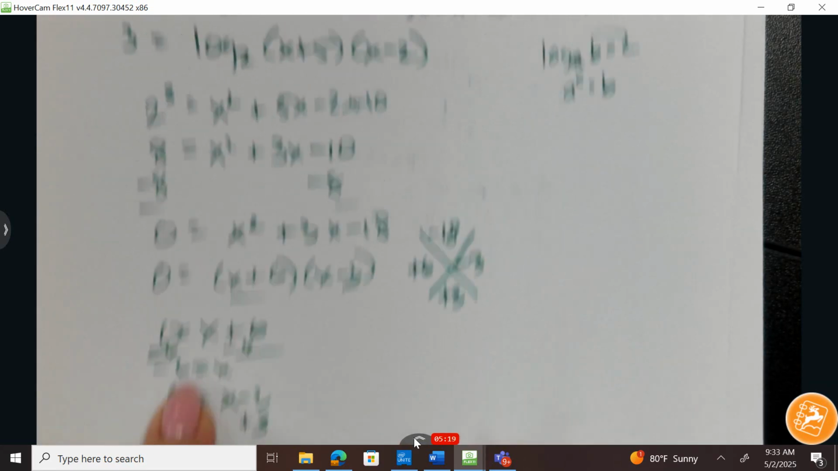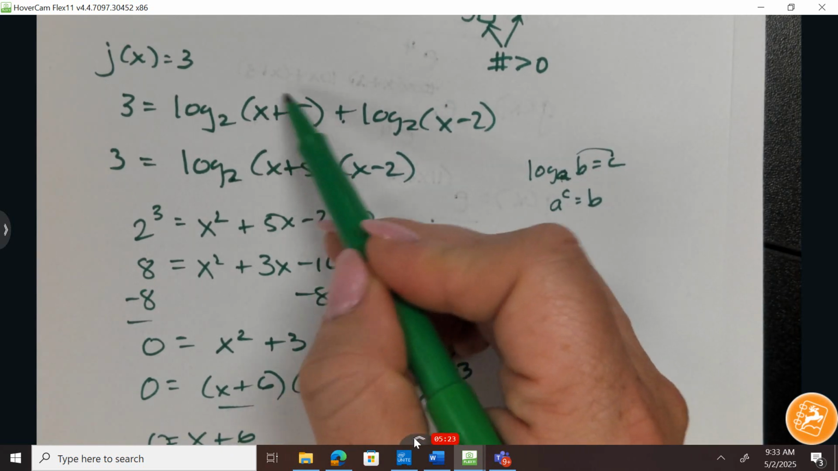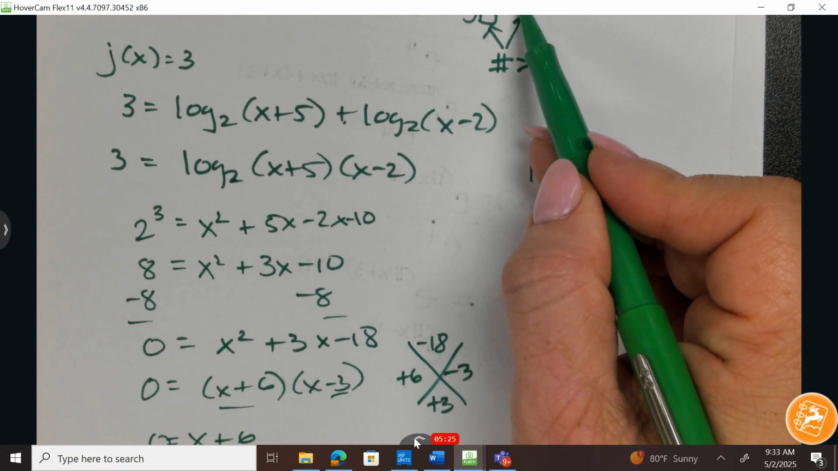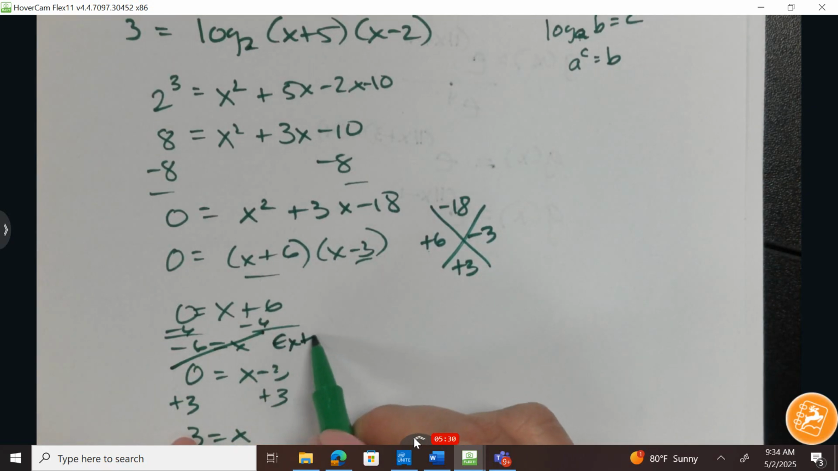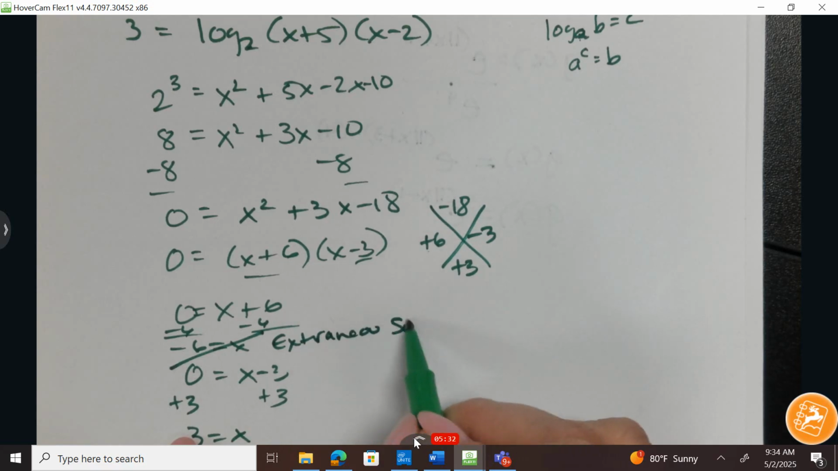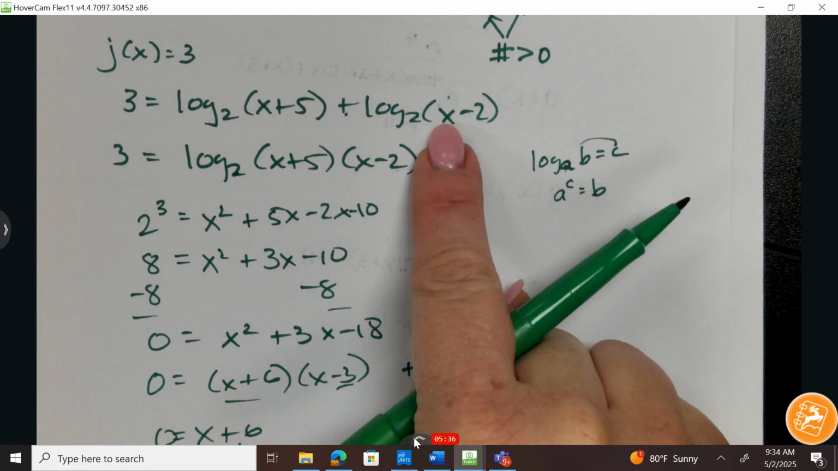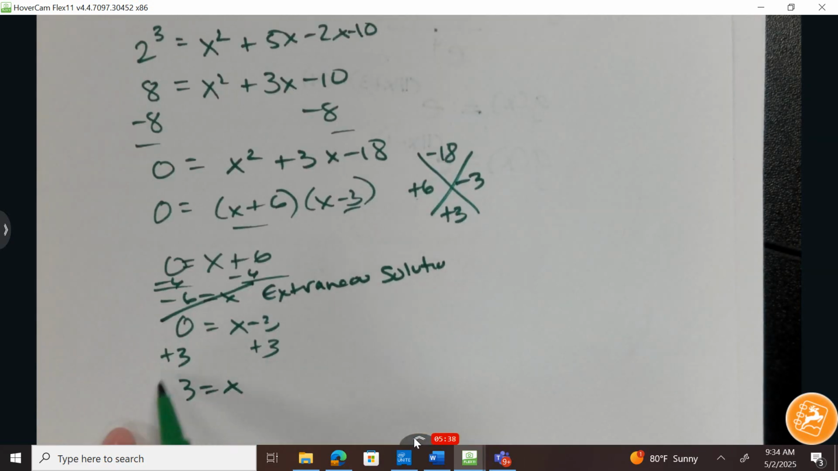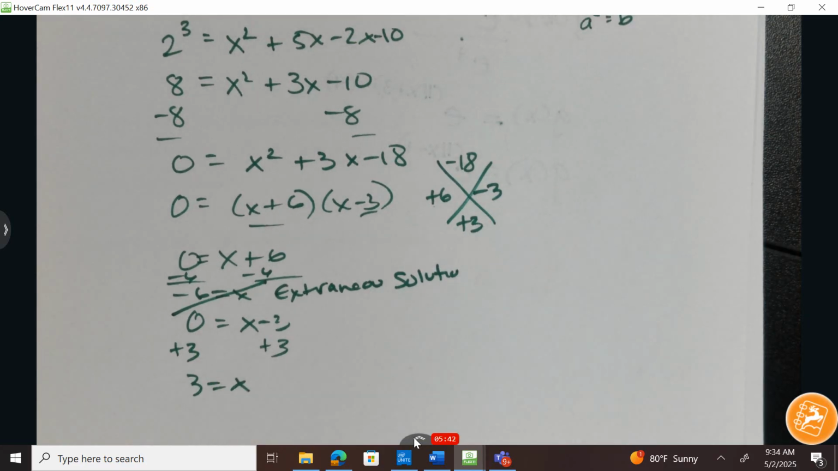Now we're going to take each one of the values and plug it in. Negative 6 plus 5 would result in a negative 1. We know we need to have a positive here. So this is an extraneous solution. If I plug in 3, 3 plus 5 is positive, 3 minus 2 is positive. I'm not going to circle this because it would negate all of the work, but the only answer is x equals 3.